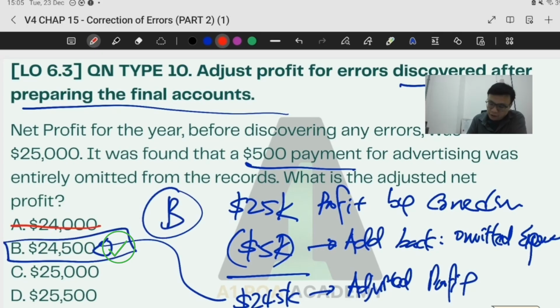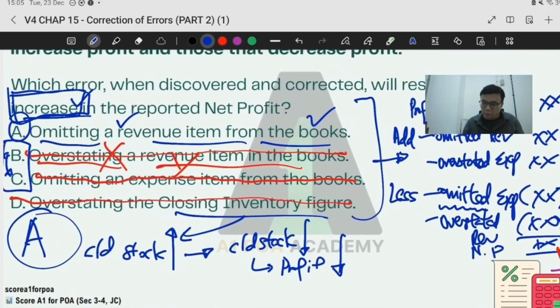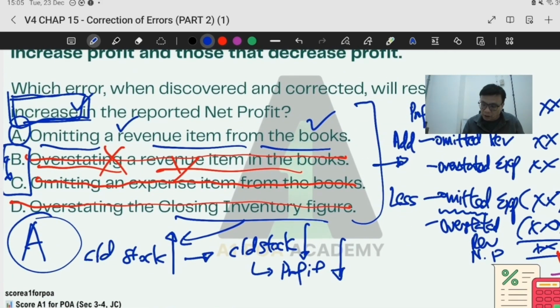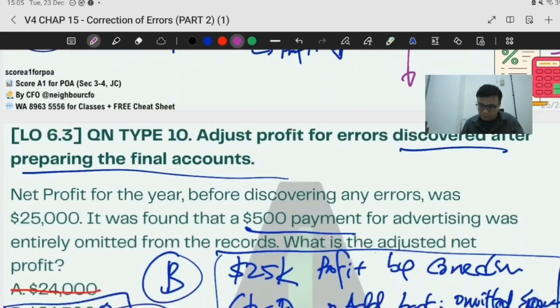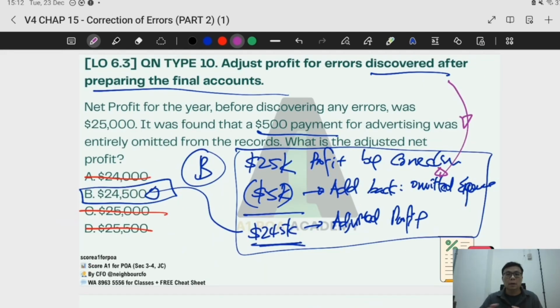A is wrong because it is not 24.5. C, D likewise is wrong. So if you refer to this, it is actually a sub-representation of the previous question whereby we apply this portion over here. We less off the omitted expenses here. So answer is B. With this in mind, we have come to the end of the MCQ practice.